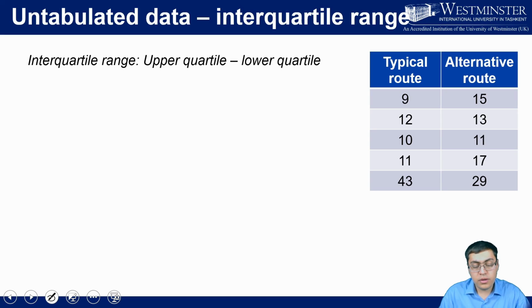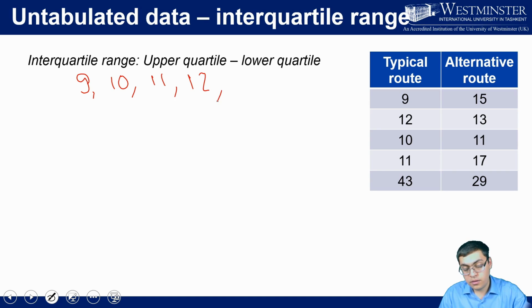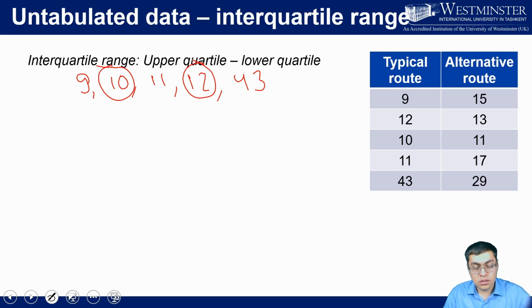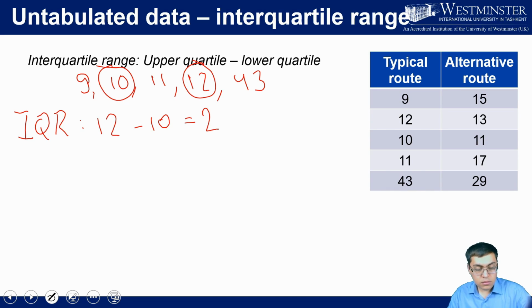Now, to figure out what the upper and lower quartiles are, let us just arrange them in order. That's going to be 9, 10, 11, 12, and 43. So the lower quartile is this number, the upper quartile is this one. So our interquartile range for the first route is going to be 12 minus 10, which is equal to 2.